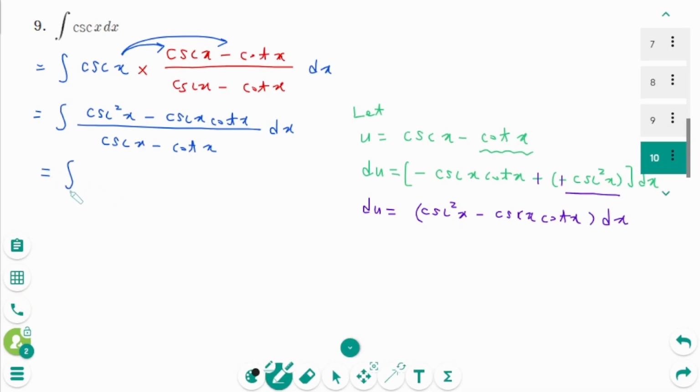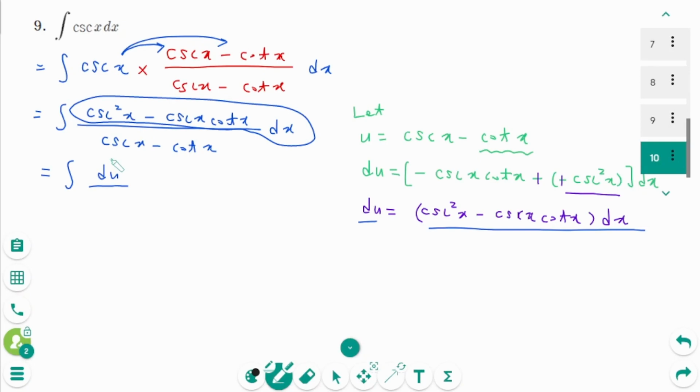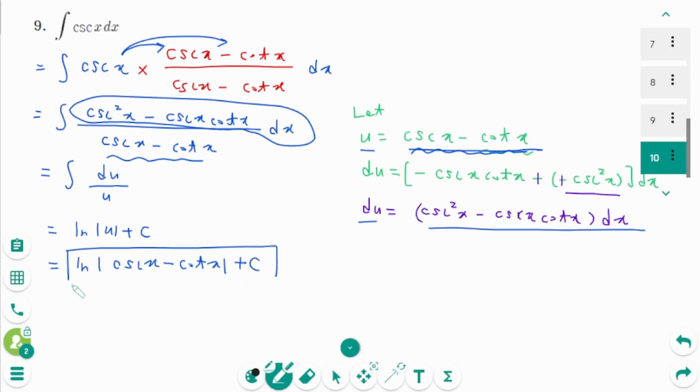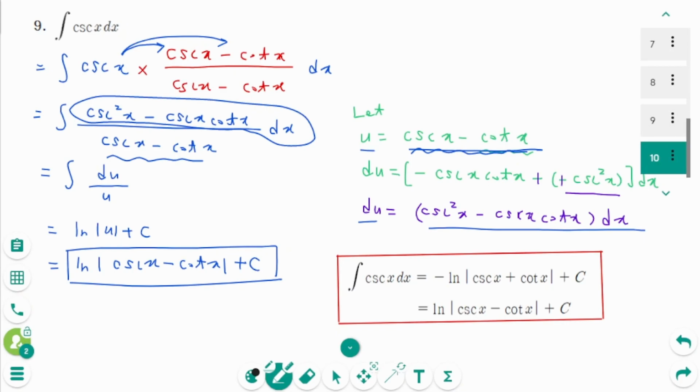The integral of the whole thing, this part is du over the denominator u, equals ln absolute value of u plus c, equals ln absolute value of u, where u was this part, cosecant x minus cotangent x, plus c. This is the second formula. Now we have two formulas for integrating cosecant x.